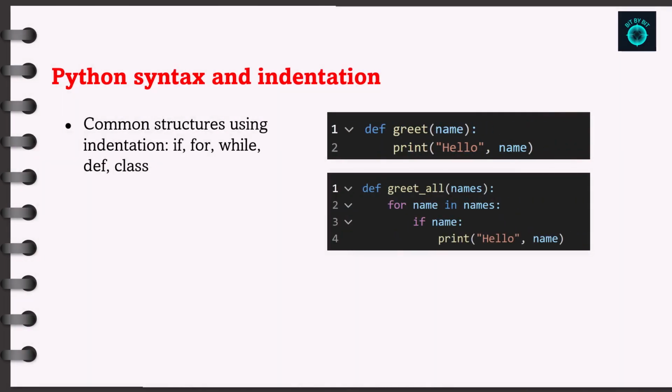Indentation is used in many common structures like if statements, loops, functions, and classes. For example, take this simple function, def greet(name), and print hello name. The line inside the function is indented, so Python knows it belongs to that function. If we have nested blocks, like a loop inside a function, we just add another level of indentation. This clean structure is one of the reasons Python code is easy to read and understand.